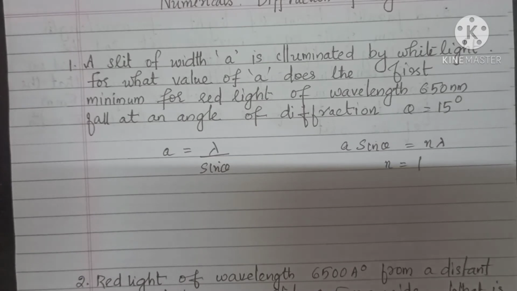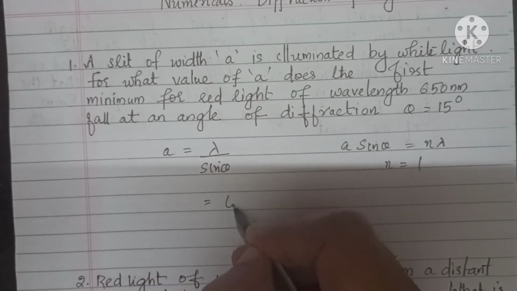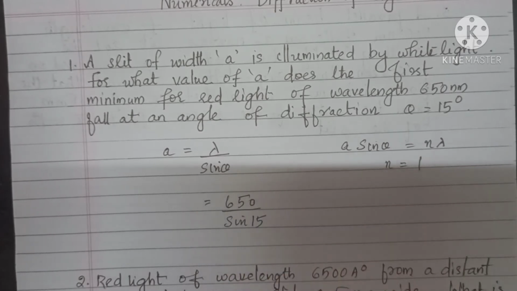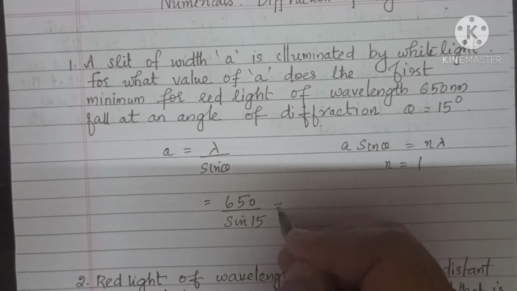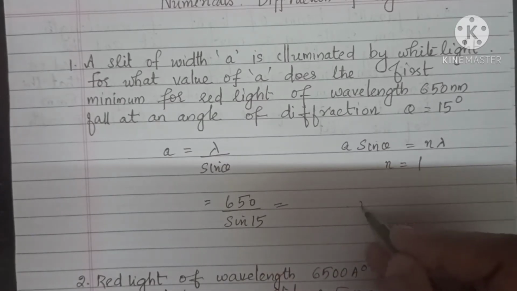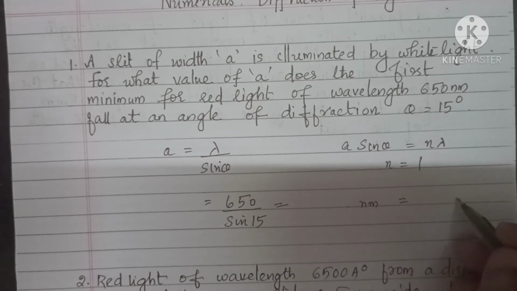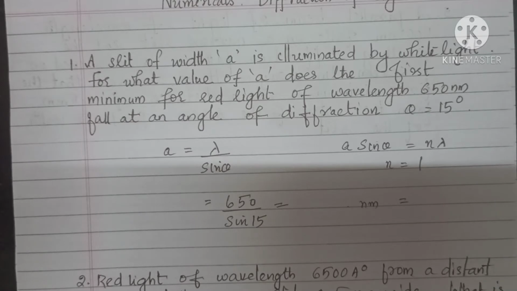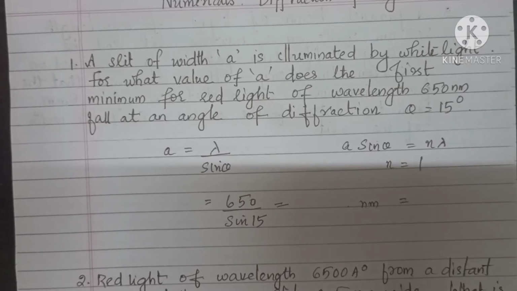Now the values are there. Lambda is 650 nanometers. So 650 divided by sin 15. So you will get the answer in nanometers. We can convert it into meters or in micrometer, millimeter, anything, because the width of the slit is very small, isn't it? So you can find the answer, and this is the procedure to do the numerical.